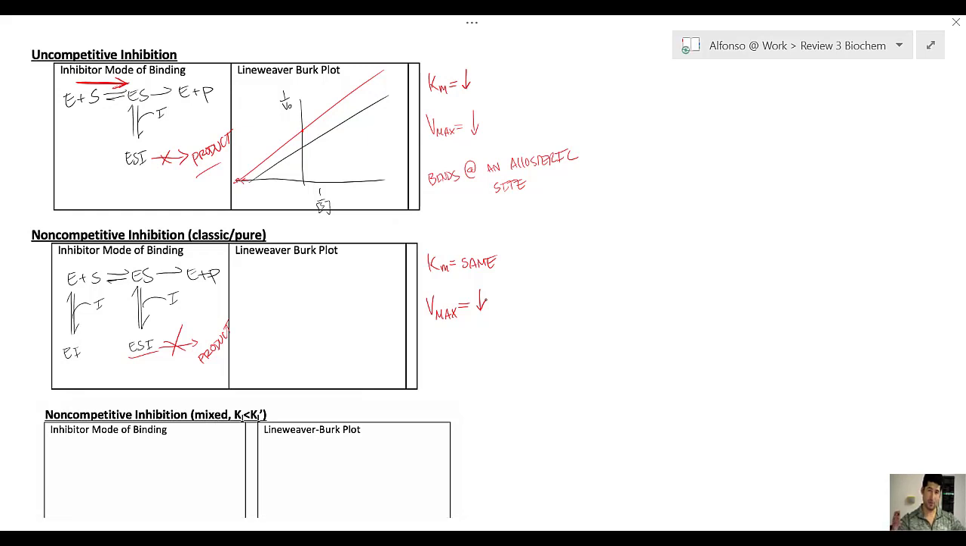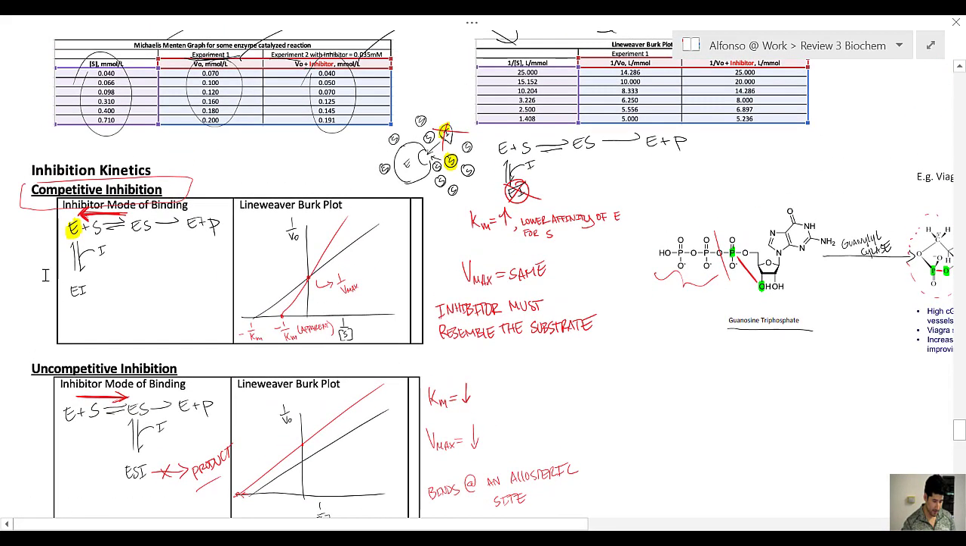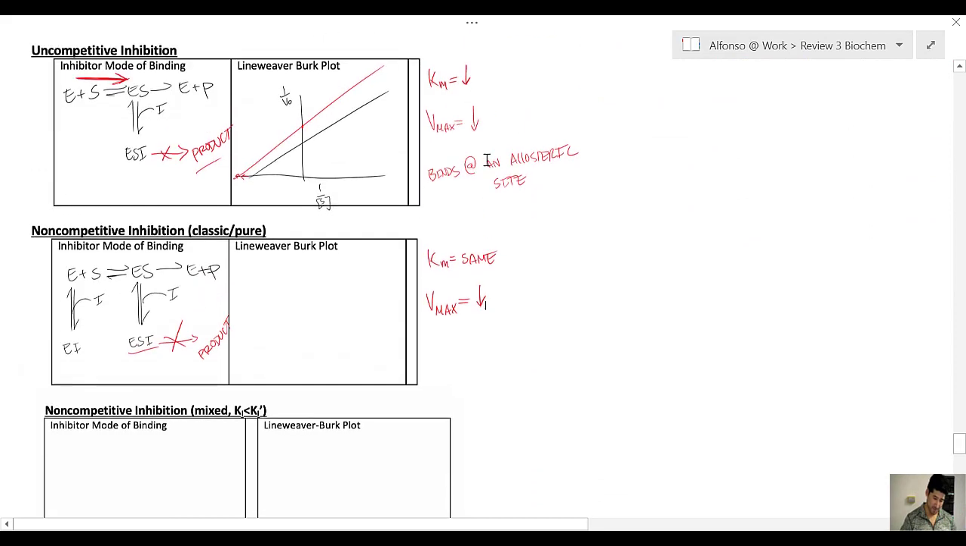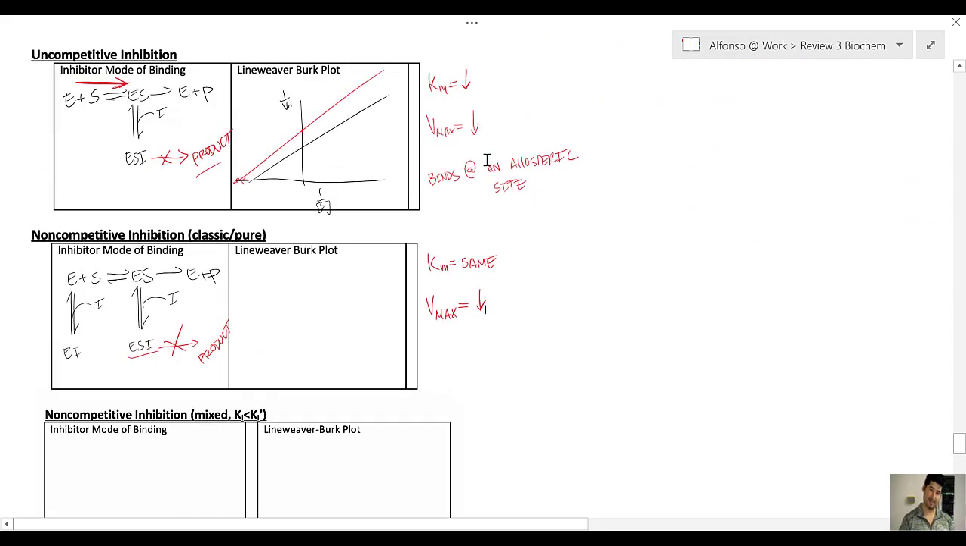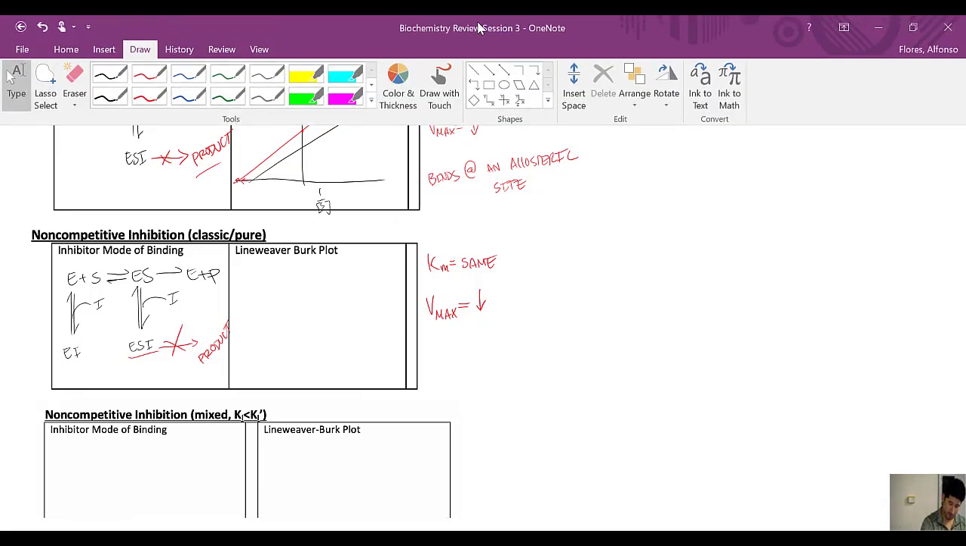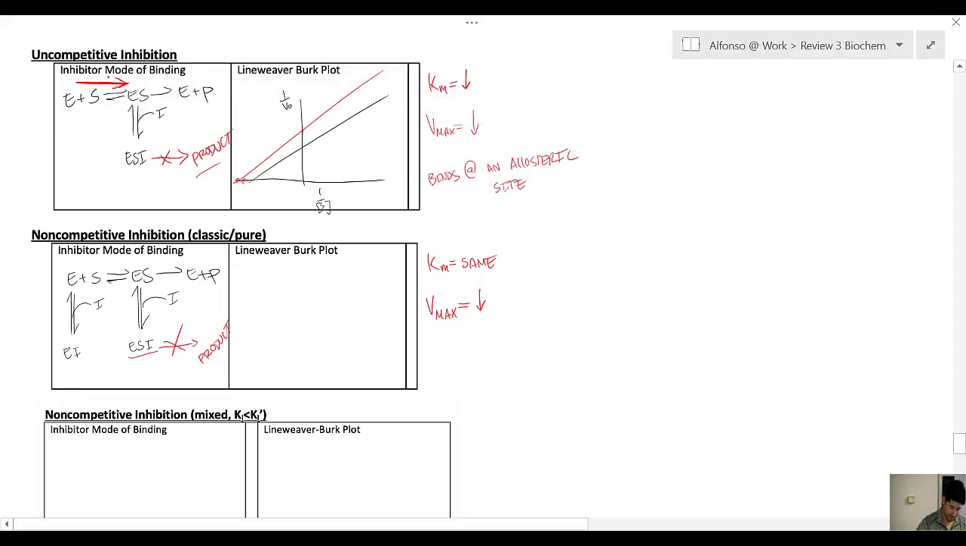All right, here's a little spoiler alert for all the other inhibitors. Vmax will always go down, with the exception of competitive inhibitors, right? Vmax stays the same. All the other Vmaxes are going to go down. If Vmax ever increased, it wouldn't be an inhibitor whatsoever. It would be an activator. So don't ever think that Vmax increases. It doesn't increase. Not if you have an inhibitor. Otherwise, it would be a horrible inhibitor.